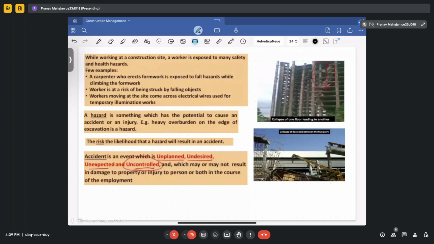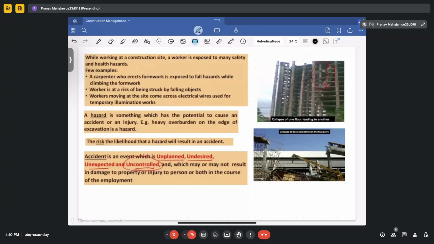So this risk should be minimized, so that the hazard that will in turn lead to an accident should be removed. So what is an accident? An accident is an event which is unplanned, undesired, unexpected, and uncontrolled, which may or may not result in damage to property or injury to a person, or both in case of an employment.